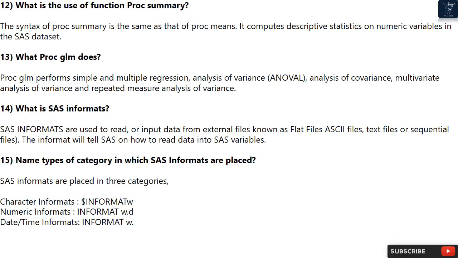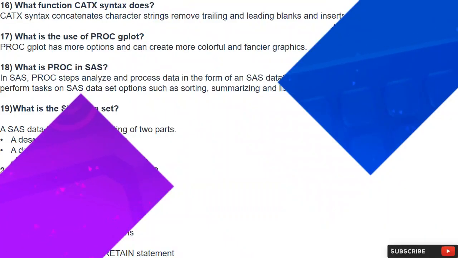15. Name the types of categories in which SAS informats are placed. SAS informats are placed in 3 categories. Character informats, $INFORMATw. Numeric informats, INFORMATw.d. Date/time informats, INFORMATw.